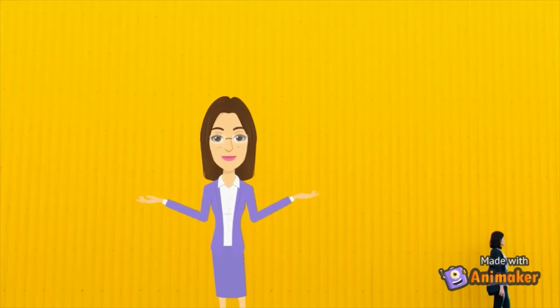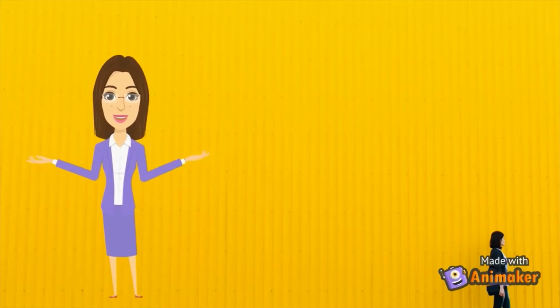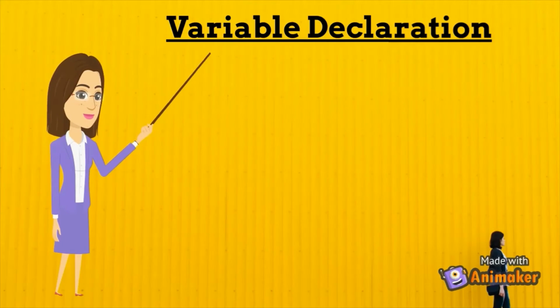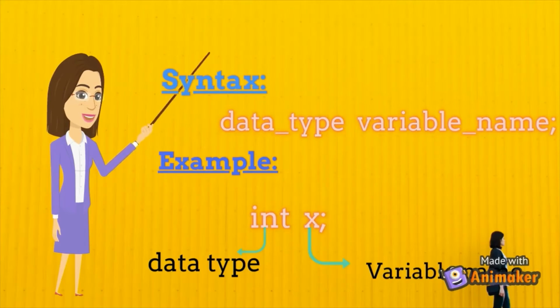Now let's learn declaring and initializing C variables. First we'll see how to declare a variable. Here we can see the syntax for declaring a variable. This syntax contains data type followed by variable name with semicolon. Here is an example of the declaration of a variable in C.